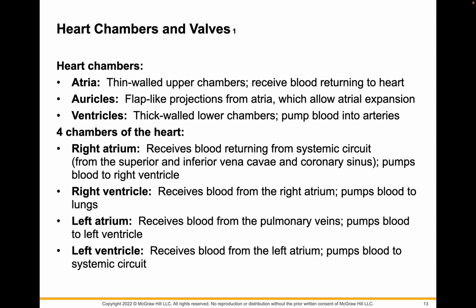We mentioned that the heart has these chambers called atria and ventricles, and the auricles are the flap-like projections. Blood always enters from a vein, right? Because veins bring blood back to the heart. So veins lead to atria, atria lead to ventricles, and ventricles pump blood into arteries to send blood away from the heart. So you have a right atrium, a right ventricle, a left atrium and a left ventricle. The right atrium is getting blood from the systemic circuit.